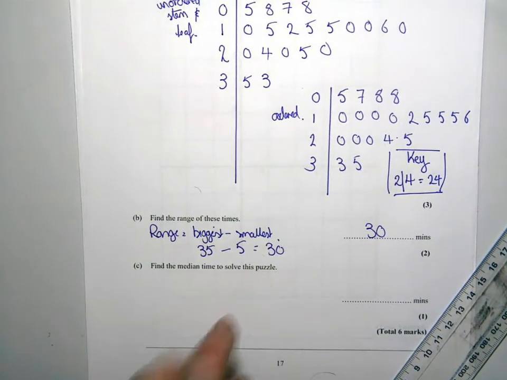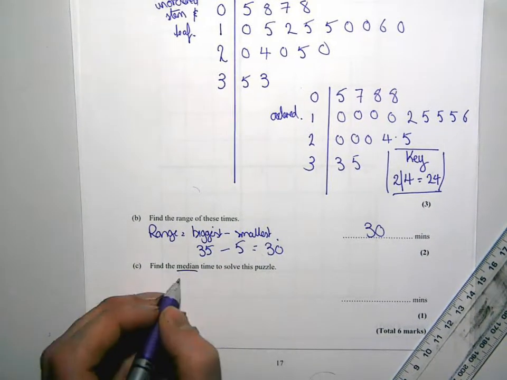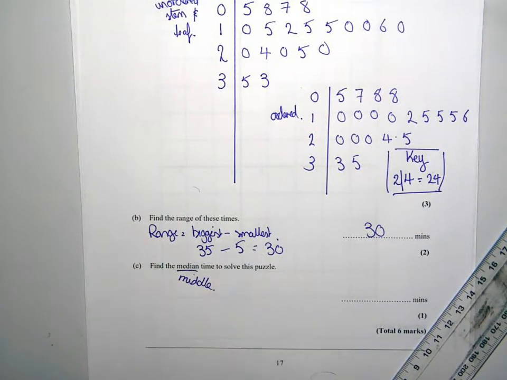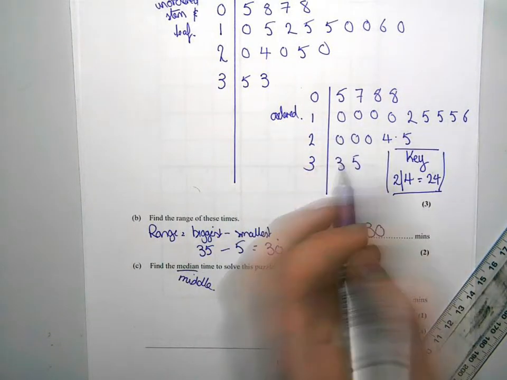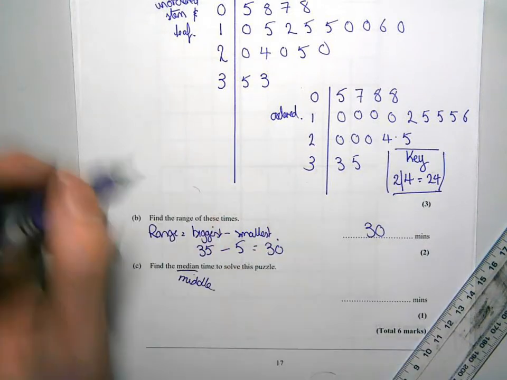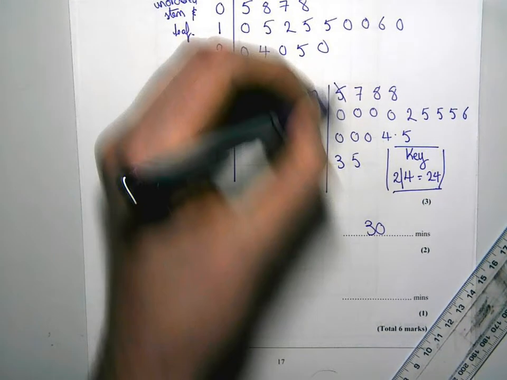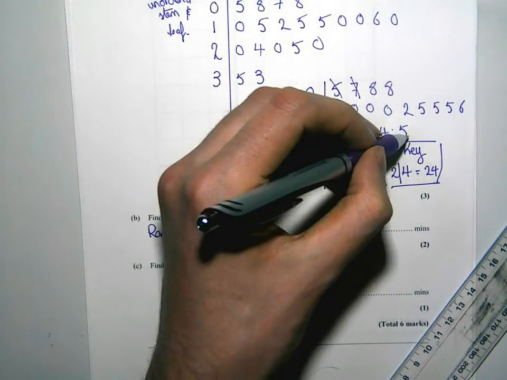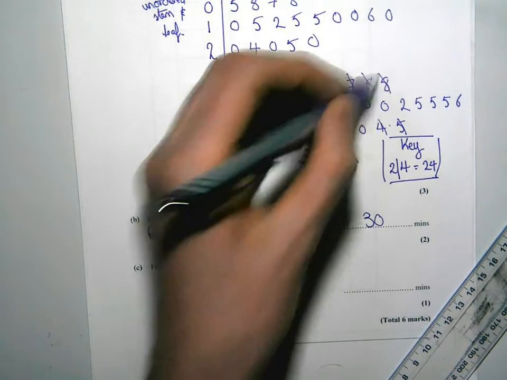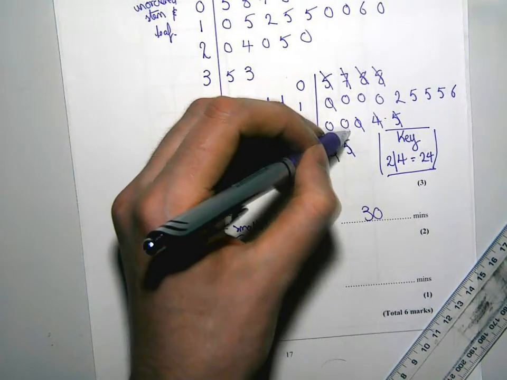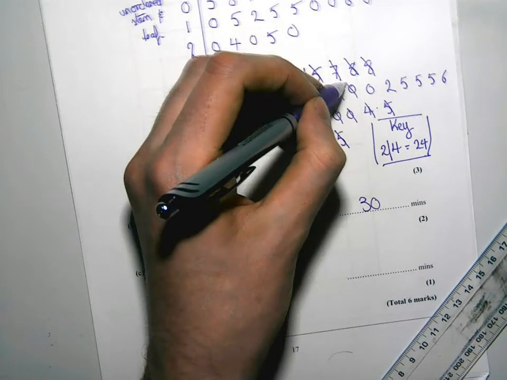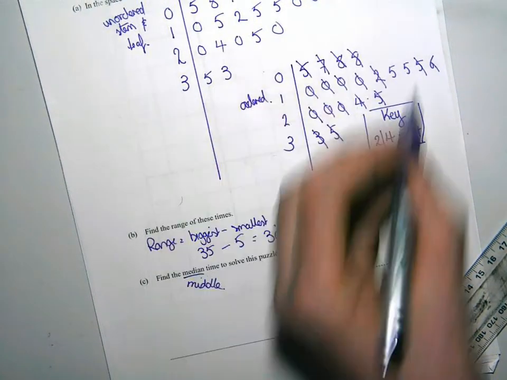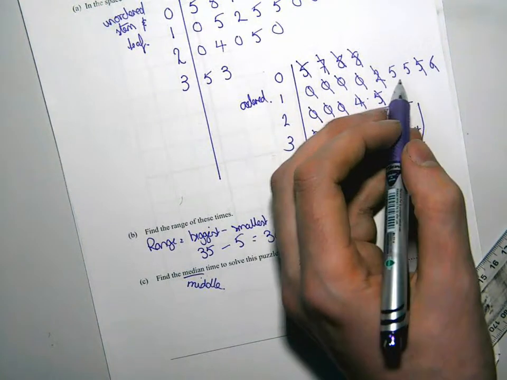Last bit now, find the median time to solve this puzzle. Median, that means middle. If you put them all in order, what was the middle? So these are already in order, we need to find what was right in the middle. What you've got to do is cross off the smallest and the biggest, and the smallest and the biggest, and keep doing this until you find the one in the middle.